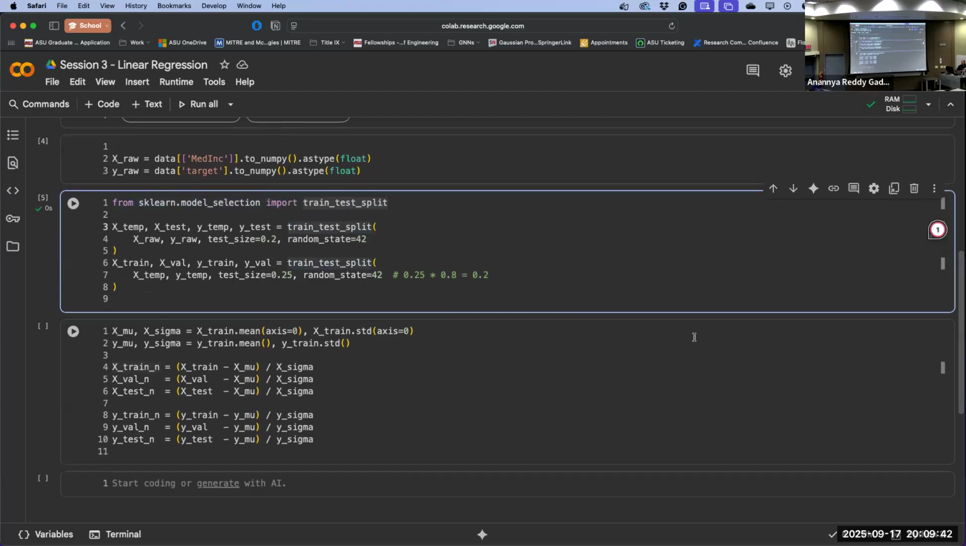Is anyone facing issues with the code? Can I answer it here?